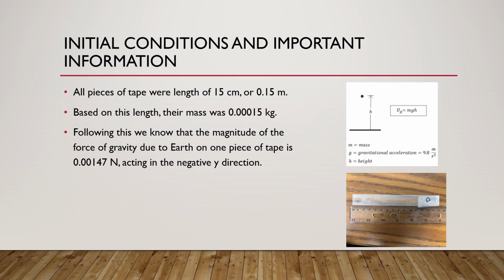So for our initial conditions, all of the pieces of tape were 15 centimeters or 0.15 meters long. Based on this and some data we were given in the lab, their mass was 0.00015 kilograms. Due to this, we know that the magnitude of the force of gravity to Earth on one piece would be 0.00147 newtons, acting in the negative y direction.